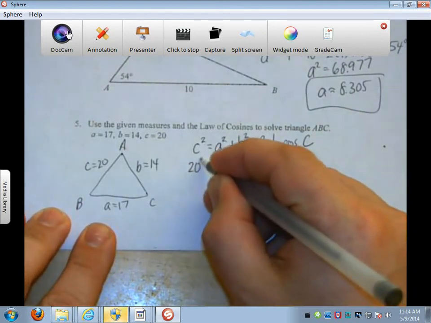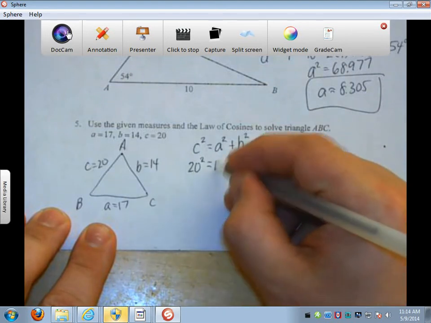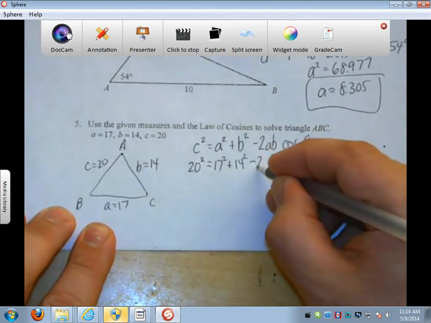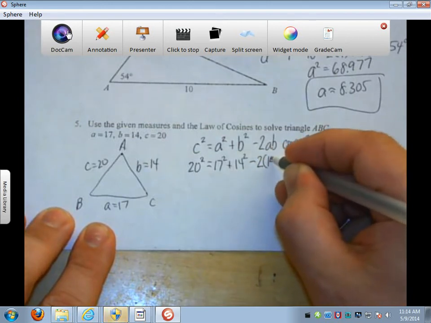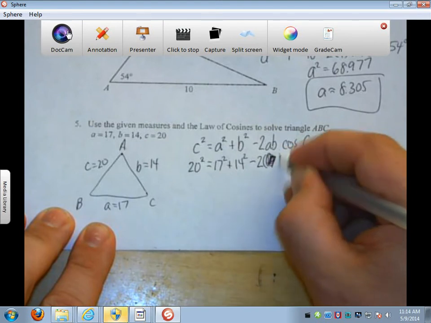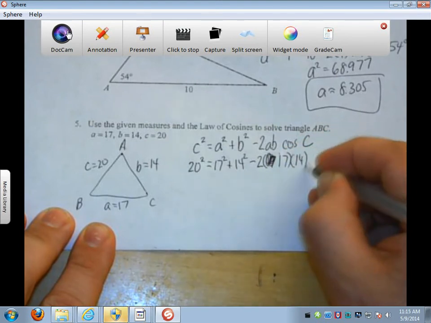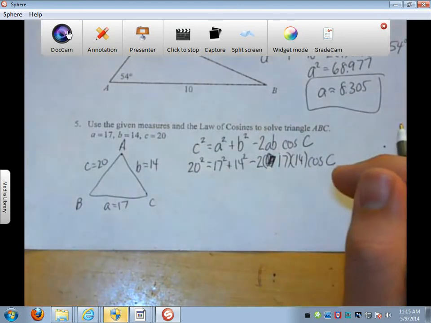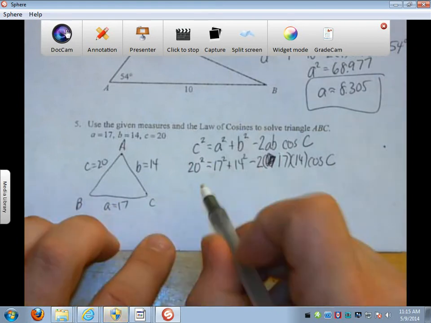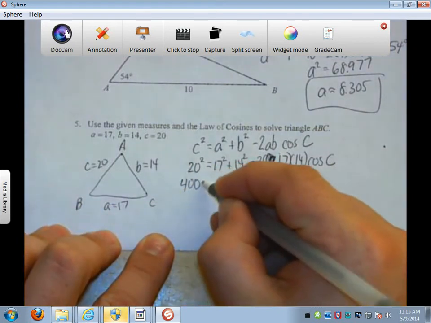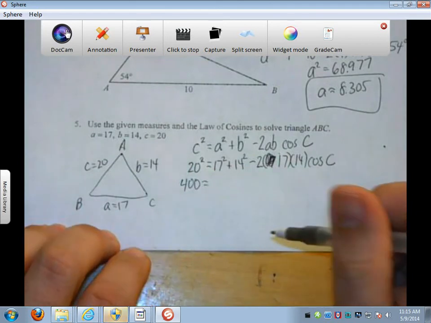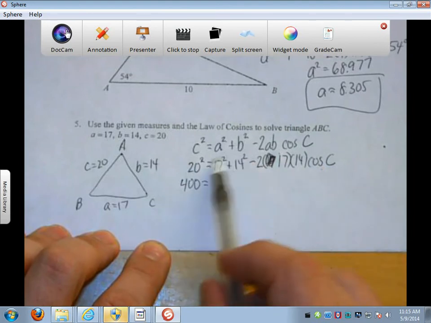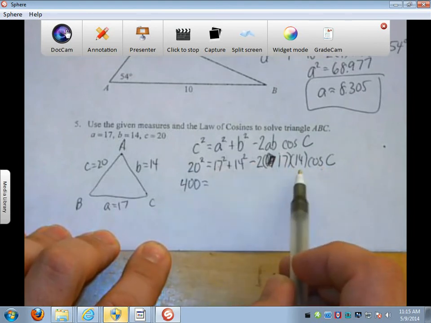So 20 squared equals 17 squared plus 14 squared minus 2 times 17 times 14 times the cosine of C. Now, we really need to be careful at this point, because when we simplify, I've noticed that many students have been simplifying incorrectly. This whole part is multiplied to cosine C, so we're not going to combine what we get here with this 2 times 17 times 14.